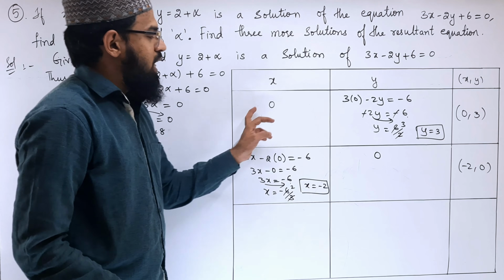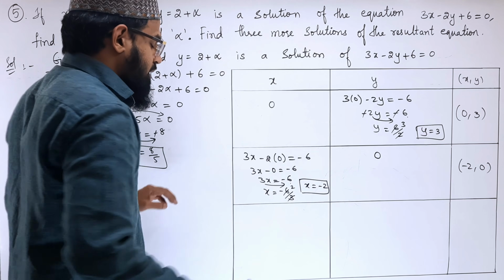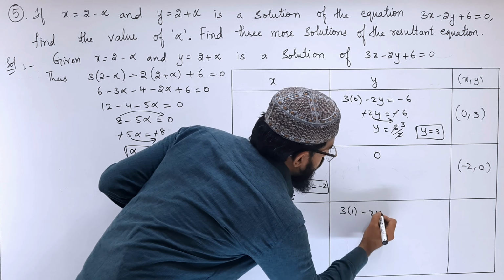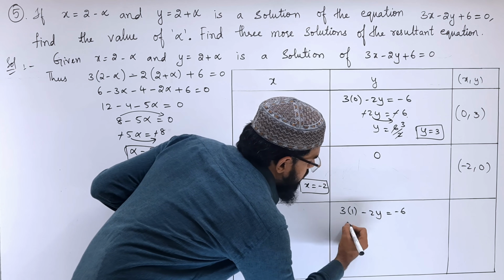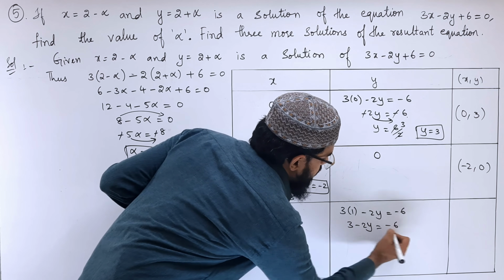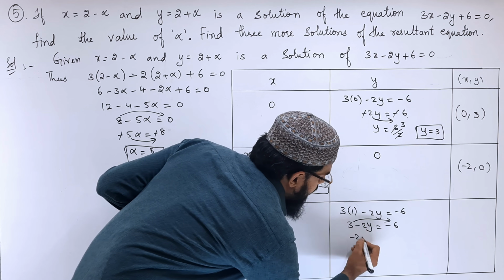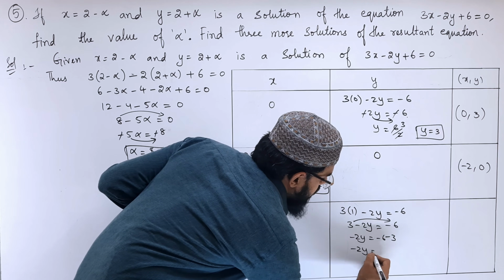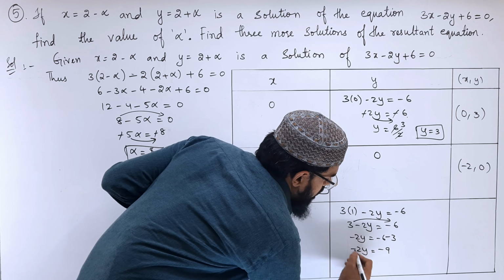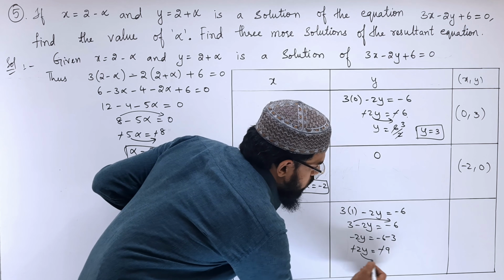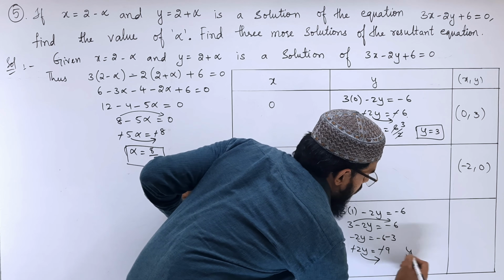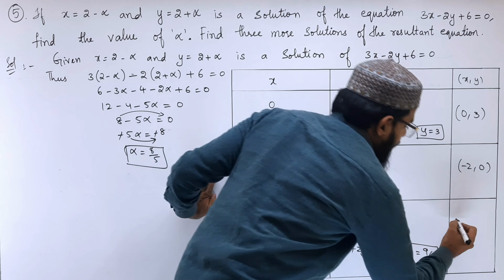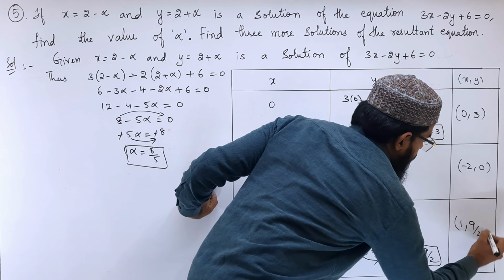Next, as we have done with zeros, let us take x is equals to 1. Now substitute 3 into 1 minus 2y is equals to minus 6. 3 1s are 3, 3 minus 2y is equals to minus 6. 3 goes to that side. So minus 2y is equals to minus 6 minus 3. So 2y is equals to minus 9. Minus minus cancel, 2 goes down. So therefore y is equals to 9 by 2. So 1 comma 9 by 2.